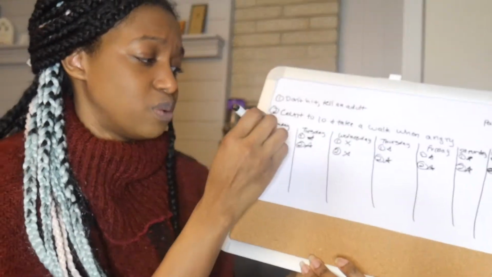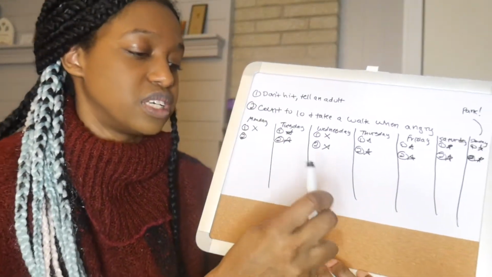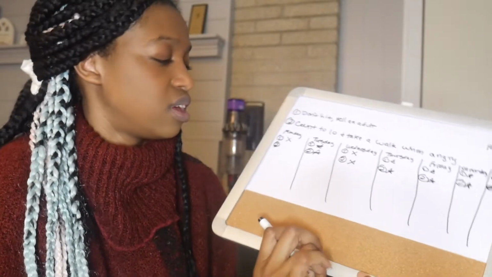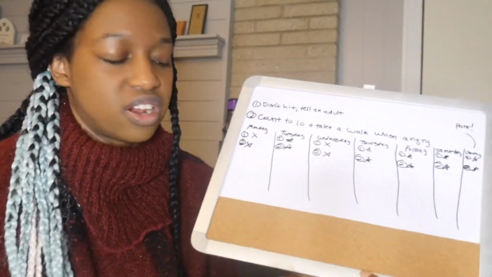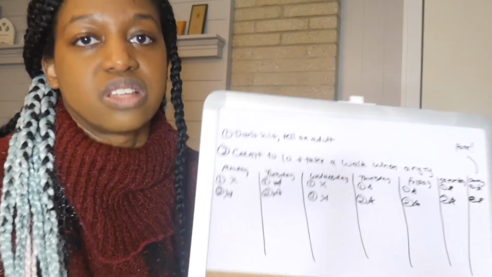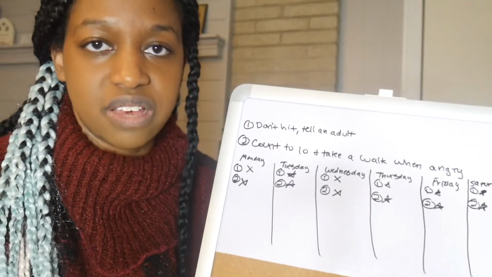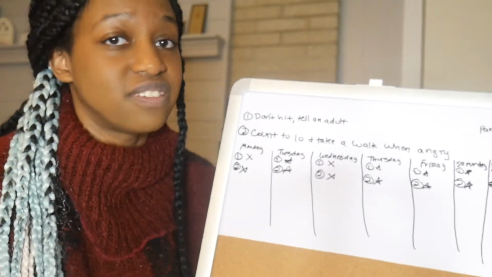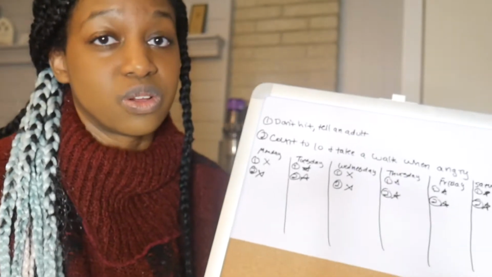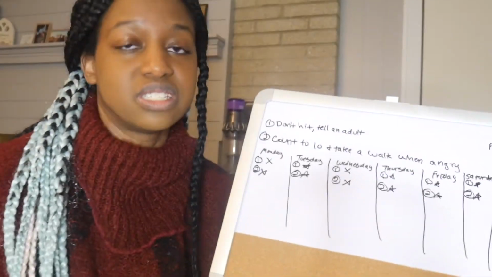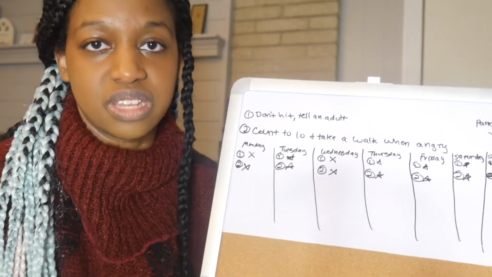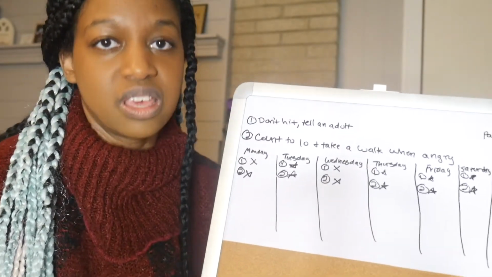And that can be you just erasing it if you're using something that is erasable, and putting an X or a star. It's good for the child to know that they can redeem themselves if they start out poorly, and for them to know that they can't rest on their laurels either. They have to continuously, consistently work on these skills throughout the day in order to keep their stars.